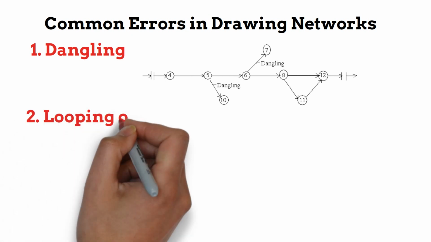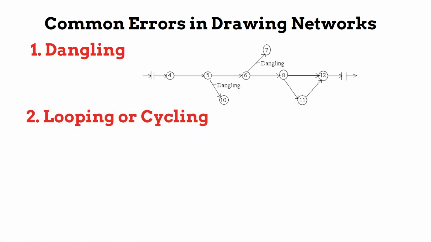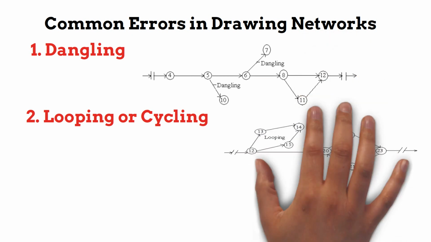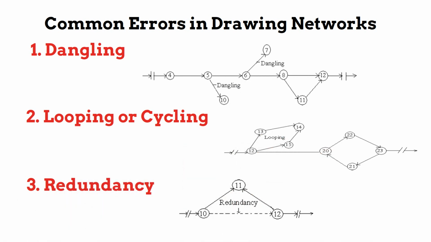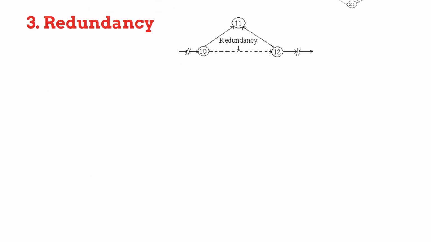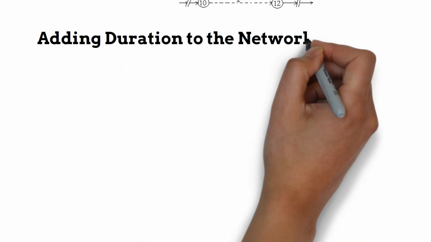Number 2, looping or cycling. Looping error is also known as cycling error in a network diagram. Drawing an endless loop in a network is known as an error of looping as shown in this figure. Number 3, redundancy. Unnecessarily inserting the dummy activity in network logic is known as the error of redundancy as shown in this diagram.